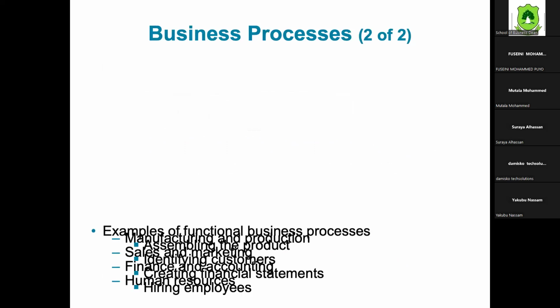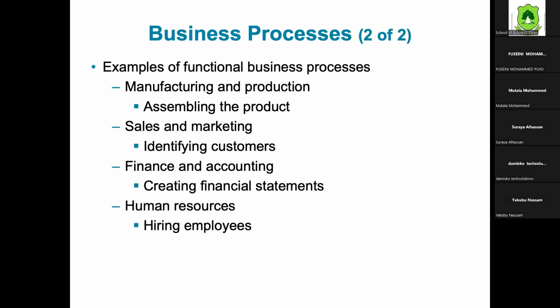Okay. Now, examples of business processes which relate to different functional areas. In a manufacturing and production environment, assembling a product is an example of what? A business process. Sales and marketing, looking for customers is an example. Finance, creating financial statements. HR, hiring employees. So all these are examples.